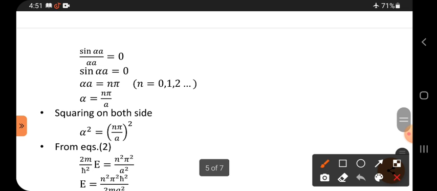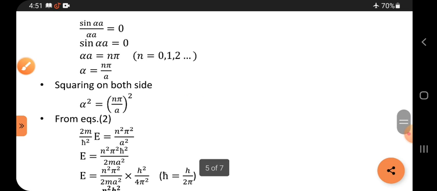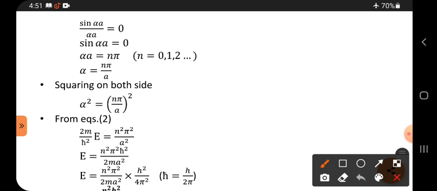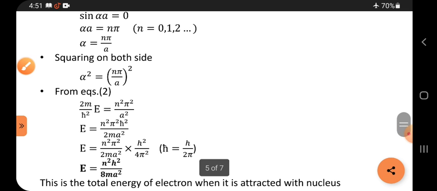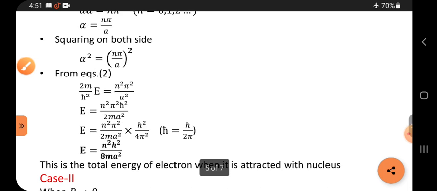Suppose we substitute alpha a as 0, then sine 0 is 0. Alpha a as pi, then sin pi is 0. 2 pi, sin 2 pi is 0, 3 pi, 4 pi. So for all these values, what happens? The sine value becomes 0. From this, alpha is equal to, bring a to this side, squaring on both sides, then we get equation 2.